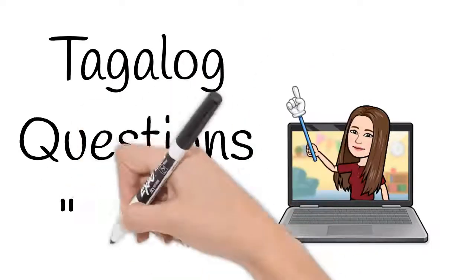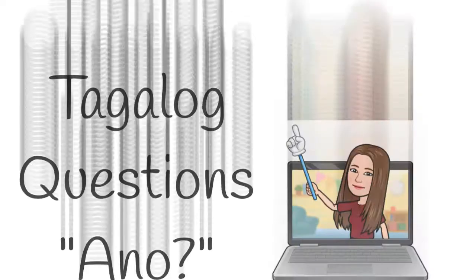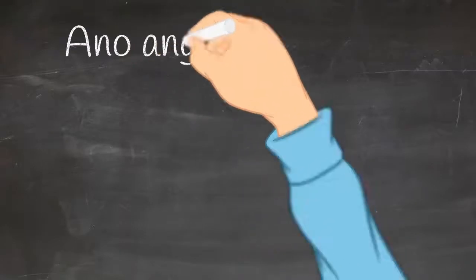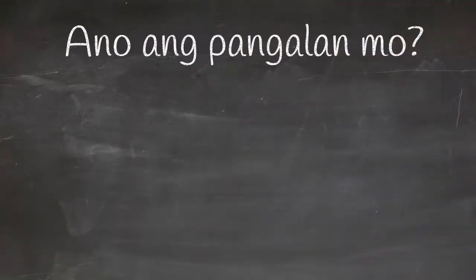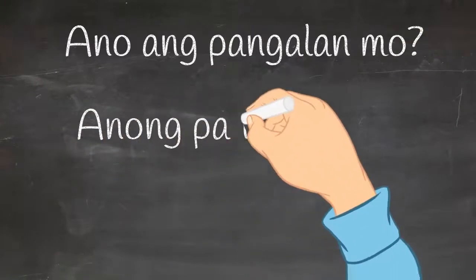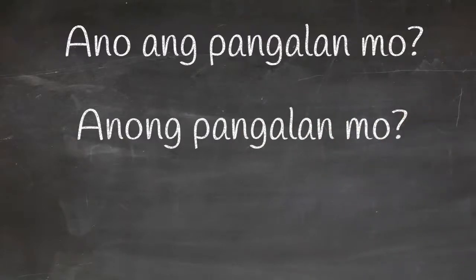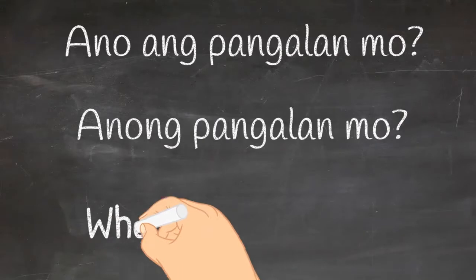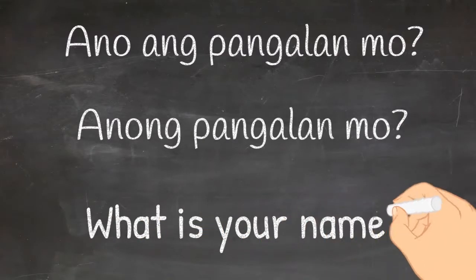Tagalog questions using ano. First commonly asked question is ano ang pangalan mo? You can also shorten it to anong pangalan mo. So in English, it means what is your name, or what's your name.